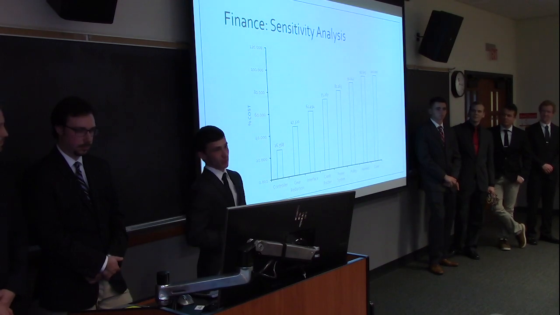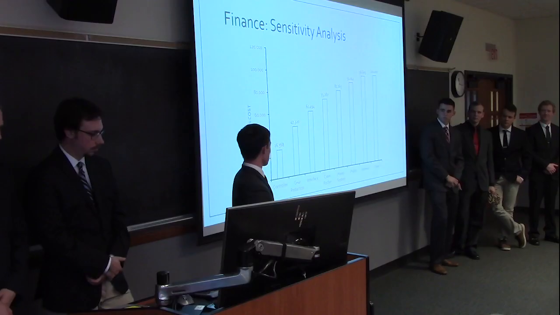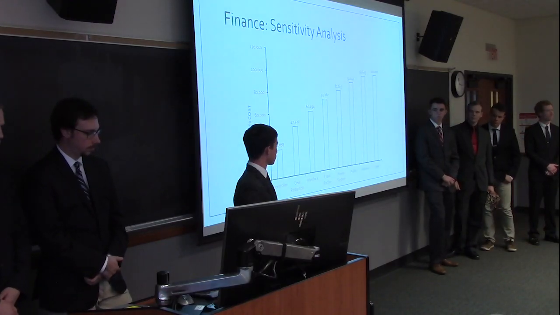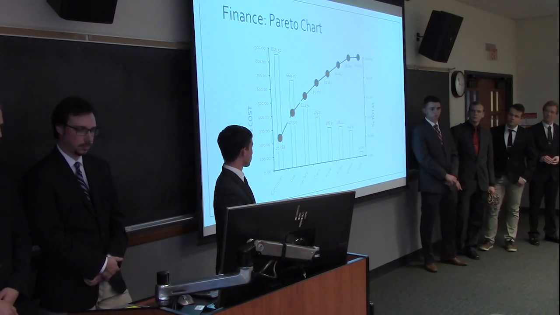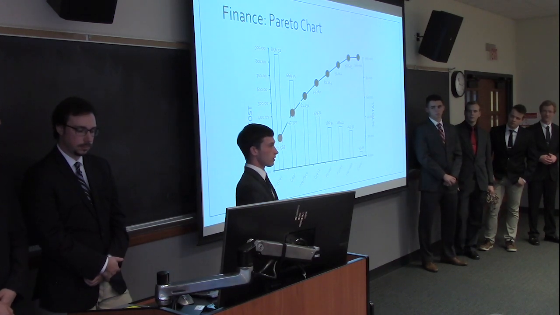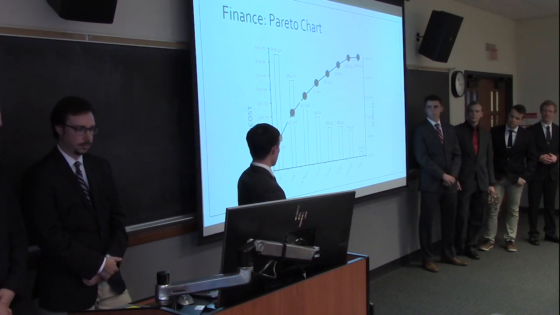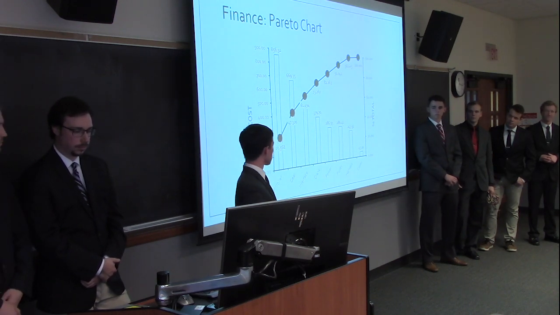So now we're on to our finance section. This is our sensitivity analysis. You can see our different categories as a percentage of total project cost. And this is our Pareto chart, which demonstrates that as our project neared completion, the amount of money we spent increased, making it difficult to go back and affect design changes.